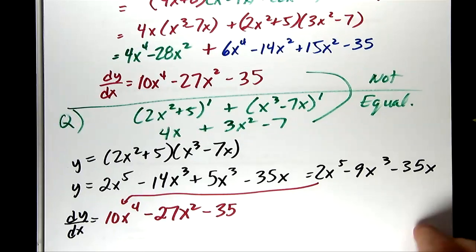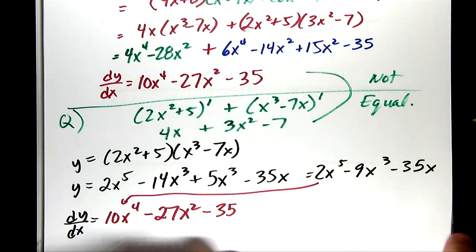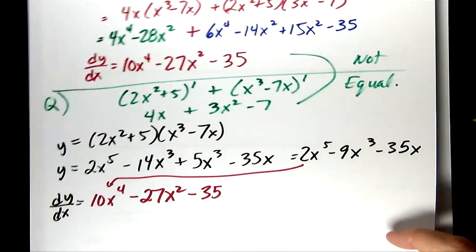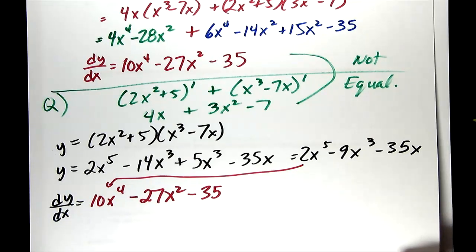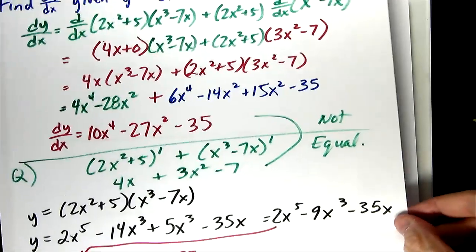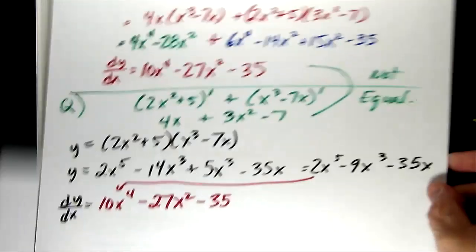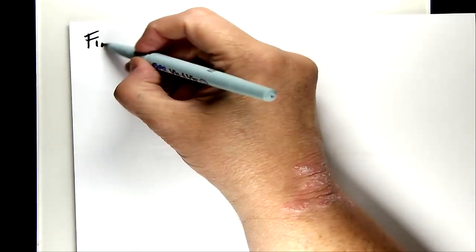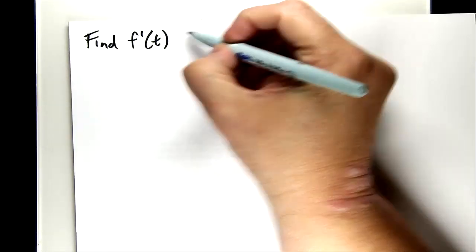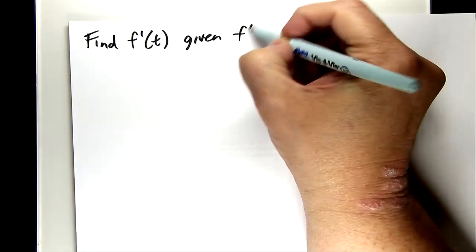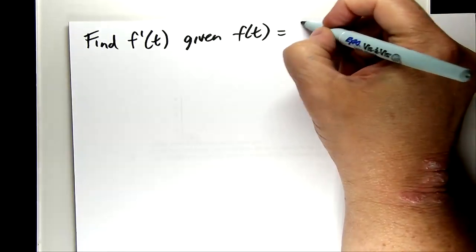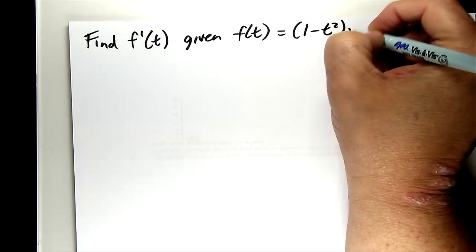Let's do another one. Any other questions before I go, though? So we're going to find f prime of t, given f of t equals 1 minus t squared times the square root of t.